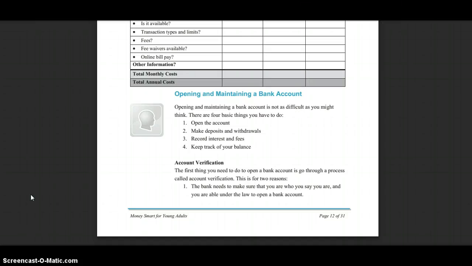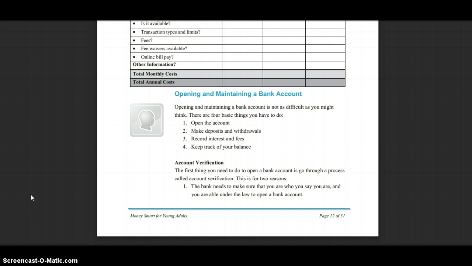Opening and maintaining a bank account. Opening and maintaining a bank account is not as difficult as you might think. There are 4 basic things you have to do. Open the account, make deposits and withdrawals, record interest and fees, and keep track of your balance.